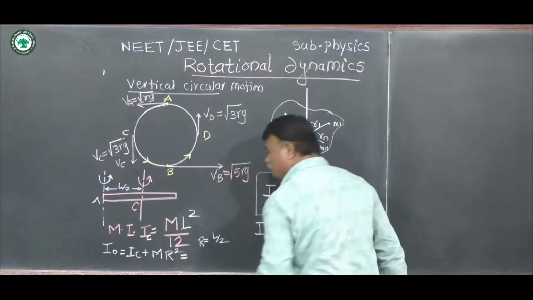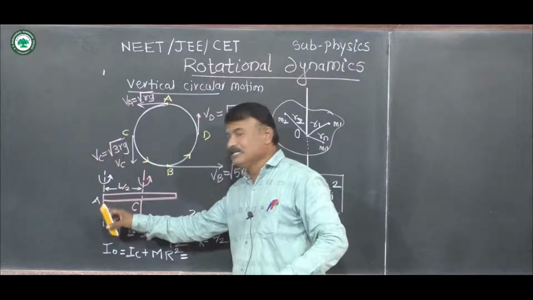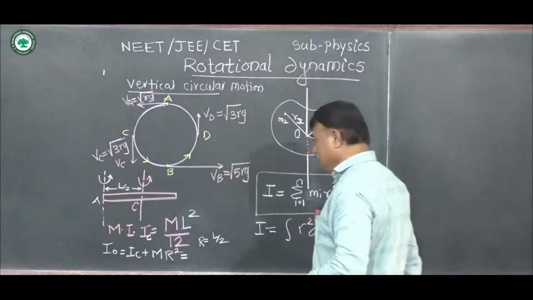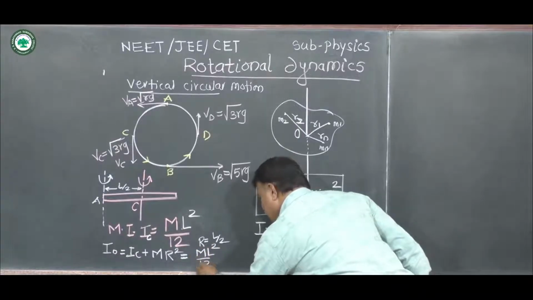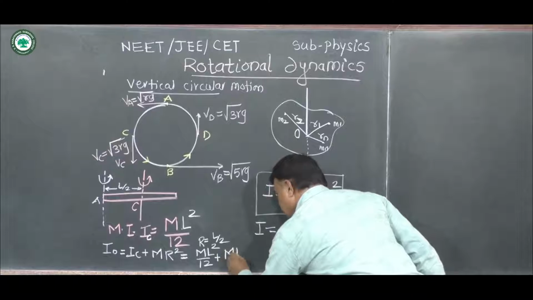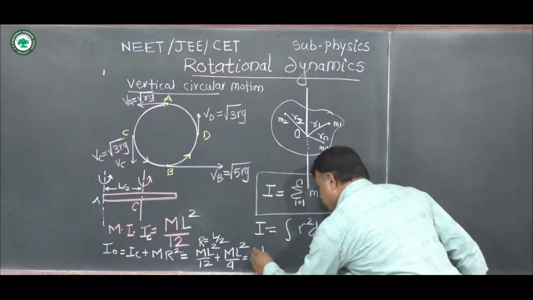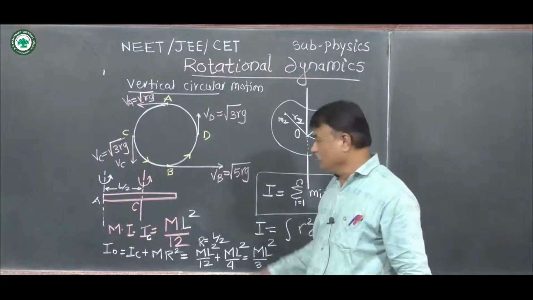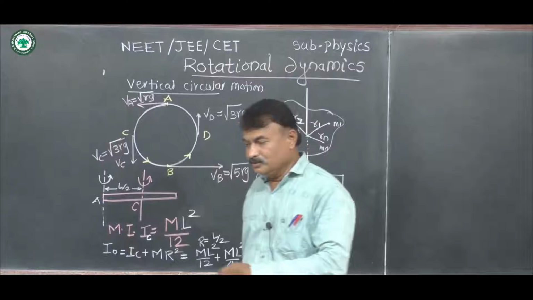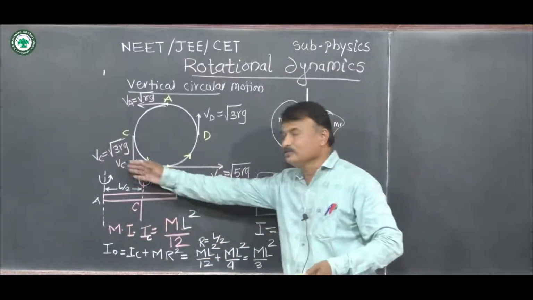Then we get IO, the moment of inertia of a rod rotating about an axis passing through its one end, equal to ML square by 12 plus ML square by 4, and on solving we get ML square by 3. So here we considered a thin uniform rod rotating about an axis passing through its one end.